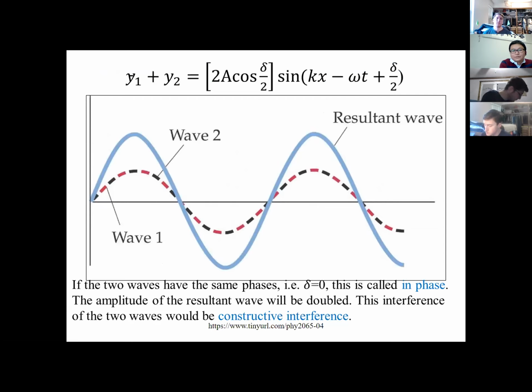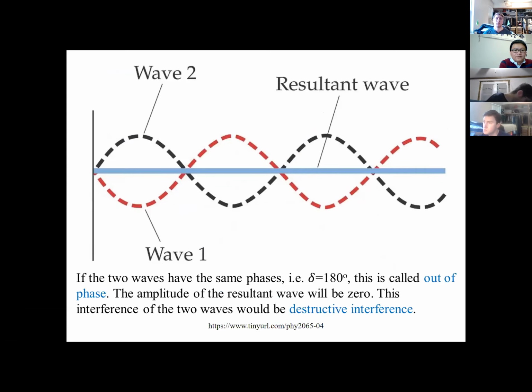For the special case, if delta is equal to zero, that means they are in phase, so then you will have constructive interference. If the phase difference is 180 degrees or pi, then they will cancel out. That's destructive interference, okay?